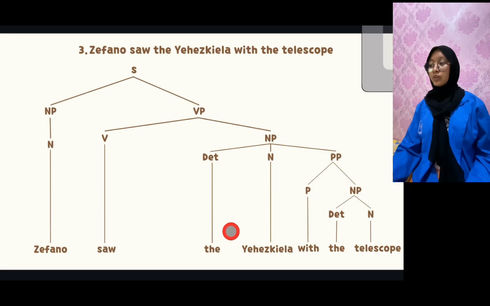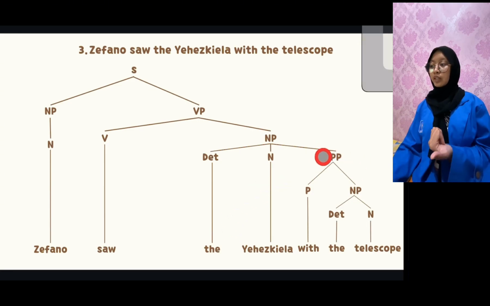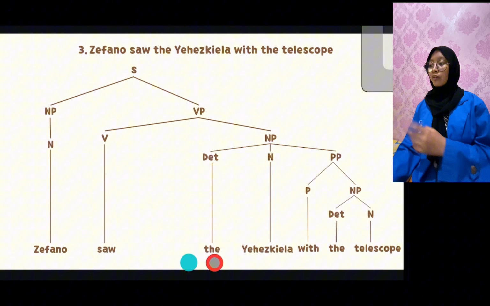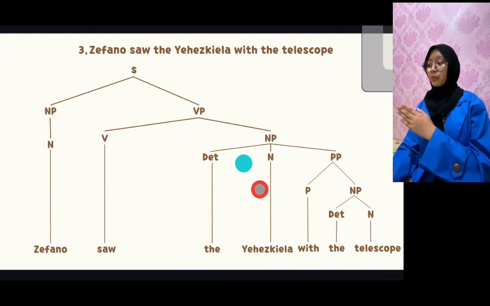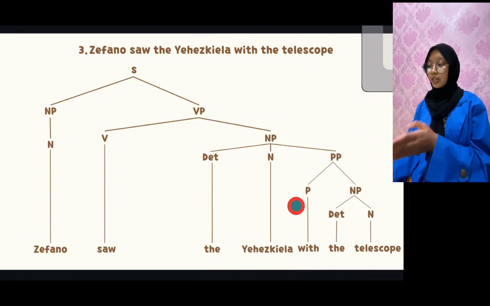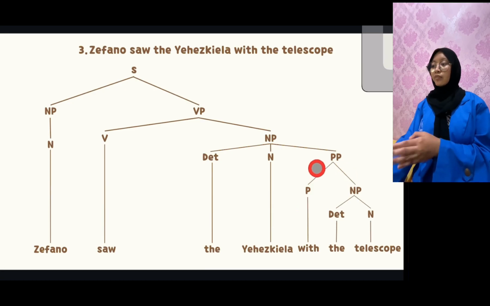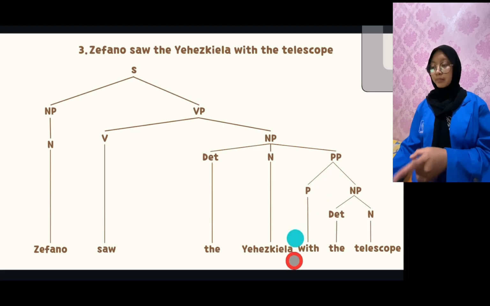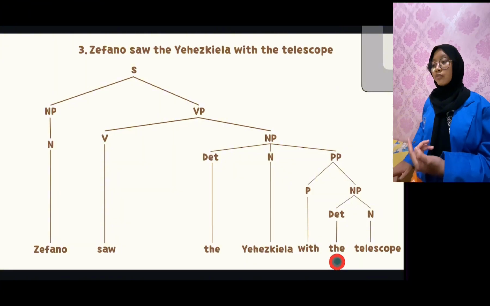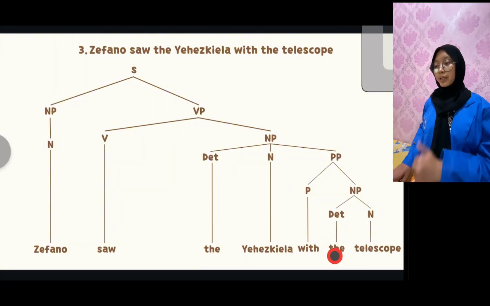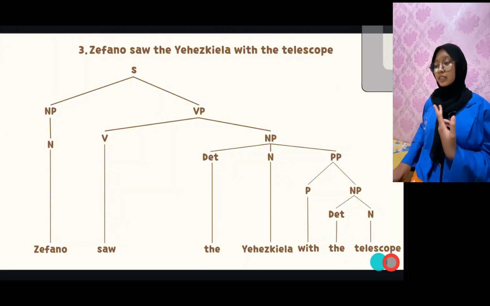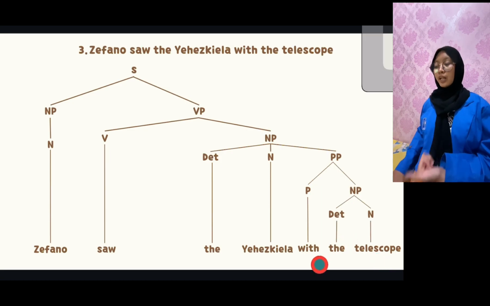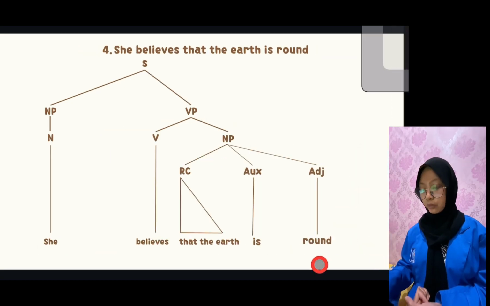In the noun phrase, we divide it into determiner, noun, and prepositional phrase. The determiner is the word the, and the noun is the word Yehezkiela. And for the prepositional phrase, we divide it again into preposition and noun phrase. The preposition is the word with, and the noun phrase we divide again into determiner and noun, where the determiner is the word the, and the noun is the word telescope.